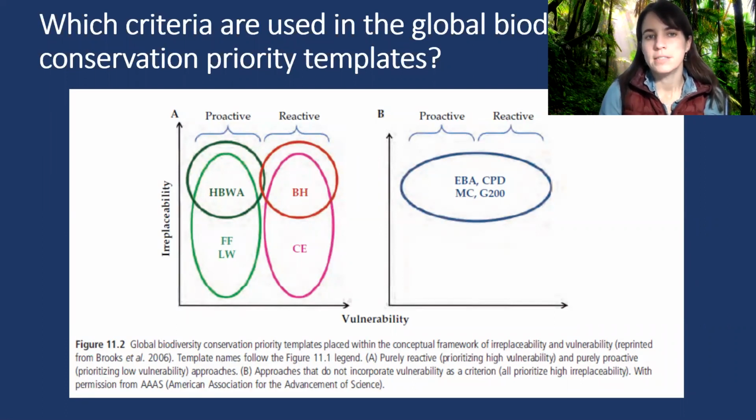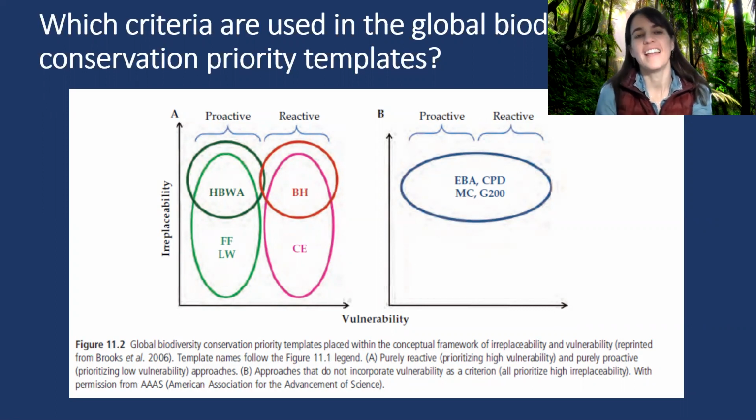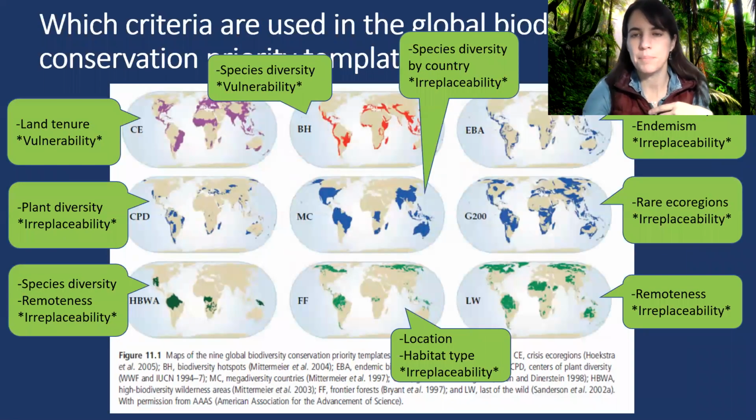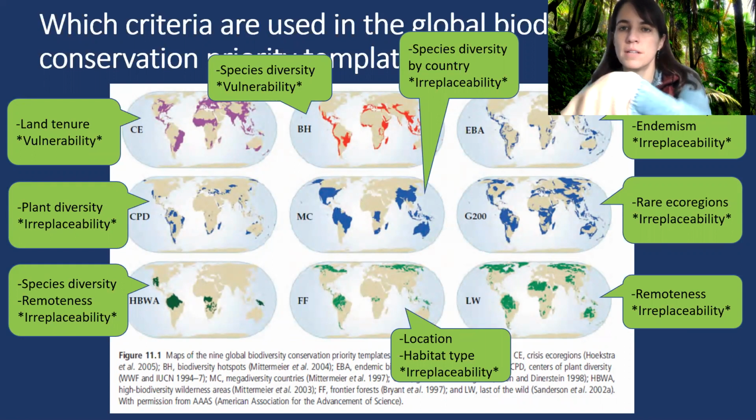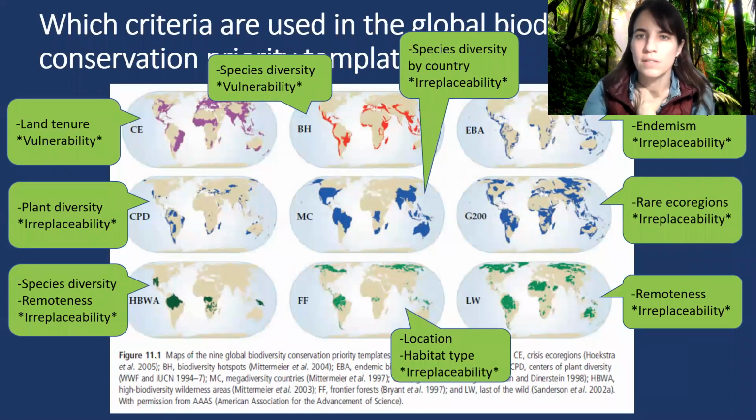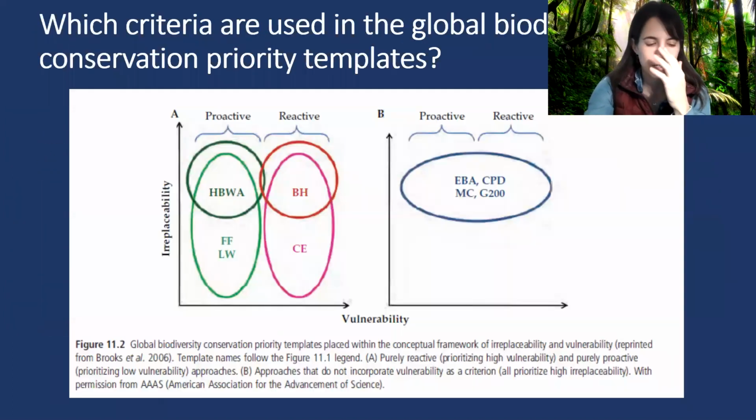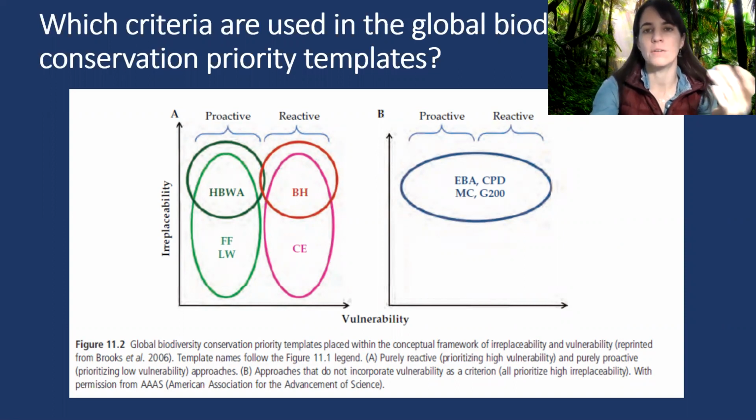So in contrast, the ones on B, they don't consider vulnerability at all. They look at irreplaceability, so like endemic bird areas, and endemic again means, if we were in class, I'd ask you, who knows what endemic means? Endemic means that that species only occurs in that one place. So like on this map, the map of endemic bird areas up here in the upper right, that's showing you places where there's high numbers of bird species that only occur there. And not because they've been hunted out or damaged or anything, just because they evolved there and they only occur there.